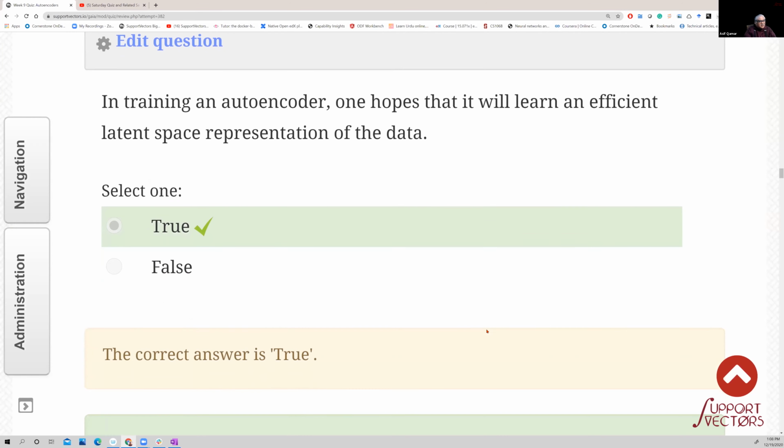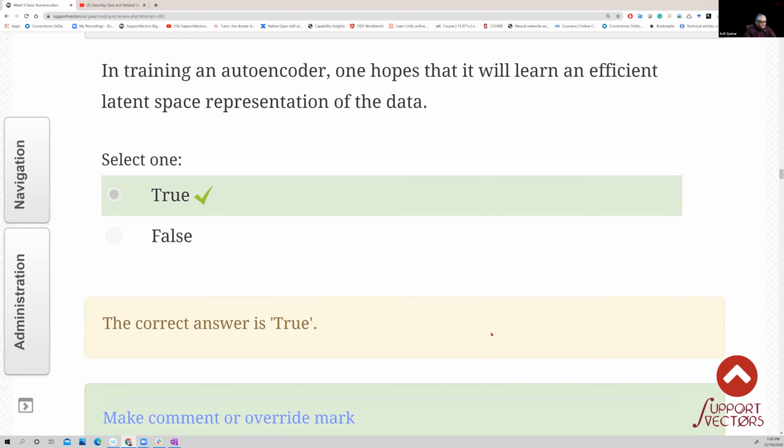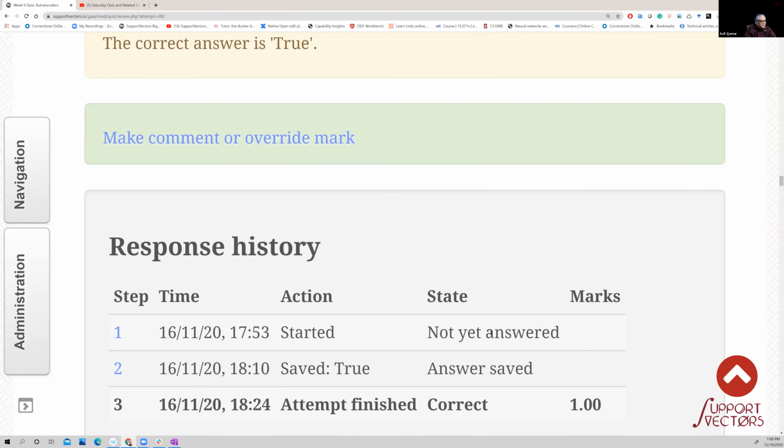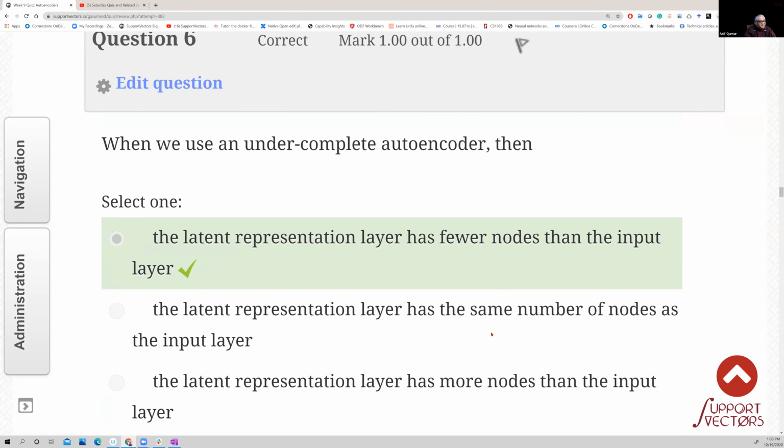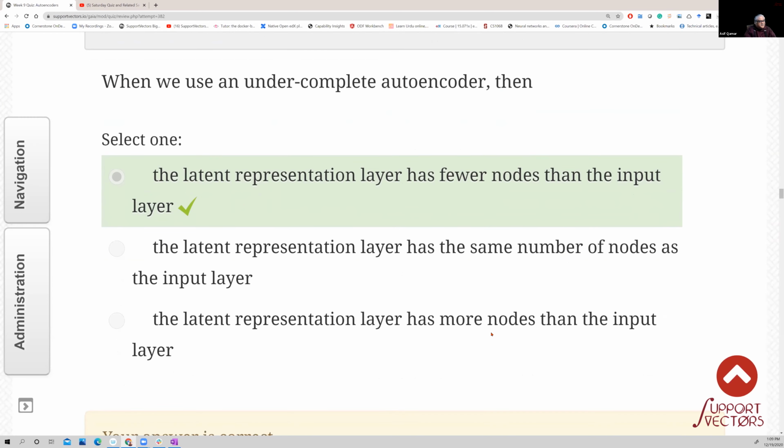In training an autoencoder, one hopes that it will learn an effective latent space representation of the data. Of course, that's the whole point of an autoencoder. Practically, its definition. Next question is, when we use an undercomplete autoencoder, so what's an undercomplete autoencoder? It's an encoder which has a bottleneck, right? Fewer nodes in the hidden layer, latent layer, than in the input or output layer. So which of these is true? The latent representation has fewer nodes than the input layer. That's it. And the other ones, the same or more, are not correct.